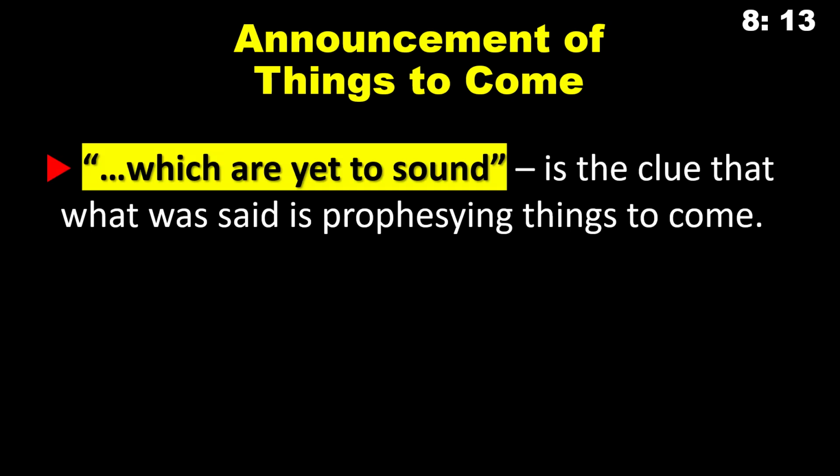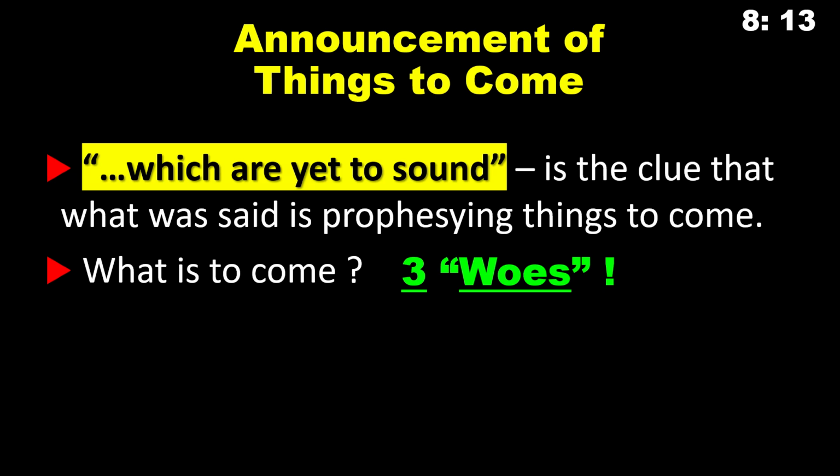The angel saying with a loud voice means the angel was proclaiming something, a special announcement. The verse ends with "which are yet to sound," which is the clue that what was said is prophesying things to come. What is to come? 3 woes, which leads us to the question, what is a woe?